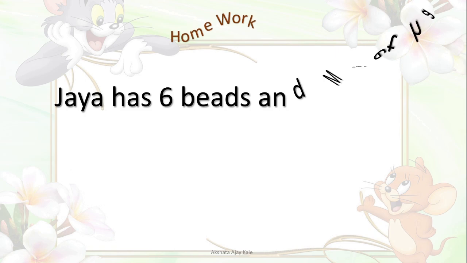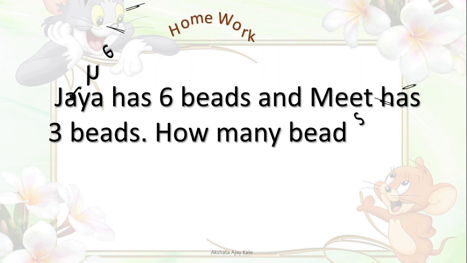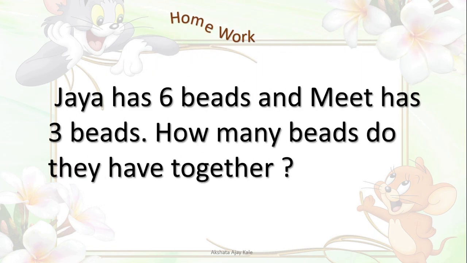See here. Jaya has 6 beads and Meet has 3 beads. How many beads do they have together? Jaya has 6 beads, pearls. Meet has 3 beads. When both their beads are added, how many are there? That you have to count. Okay? You know how to do, isn't it? Very nice. Do this work in your notebook. Okay?